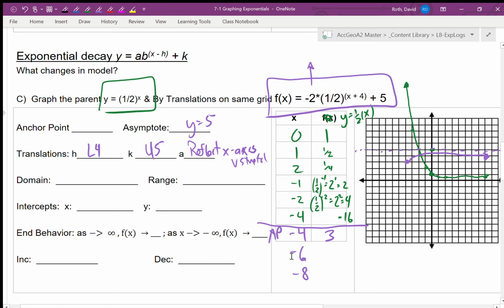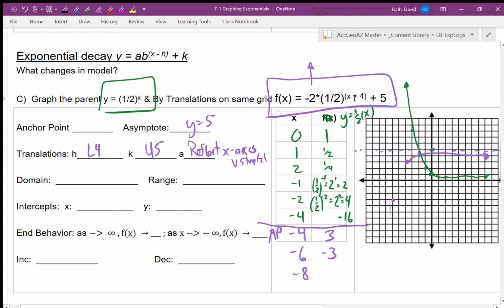If I plug in negative 6, let's see, negative 6 plus 4 would be negative 2. 1/2 to the negative 2 would be 4. And negative 2 times 4 is negative 8 plus 5, which is negative 3. Ooh, that's going to go down there quick, isn't it? So that's going all the way down to here. Let's try another, negative 8. Make sure it holds the pattern.